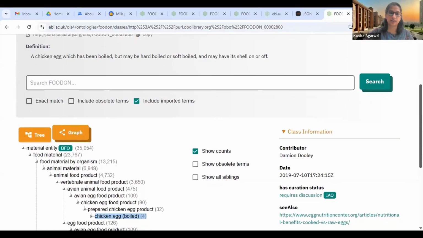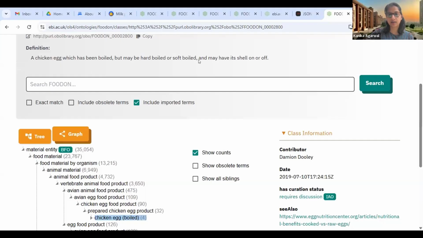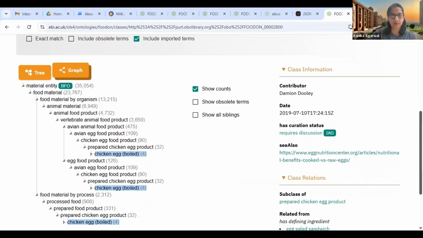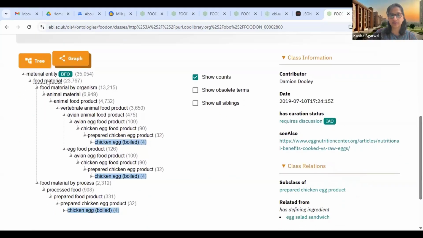The definition is a chicken egg that has been boiled. It may be hard or soft boiled and may have its shell on or off. When you look at the material entity, it says it's a food material. When you look at the food material by organism, it talks about an animal material. So it has an animal origin and it's an animal food product, specifically a vertebrate, specifically an avian. Under avian, they mention avian egg food product, followed by a chicken egg food product. And then it's a prepared chicken egg.